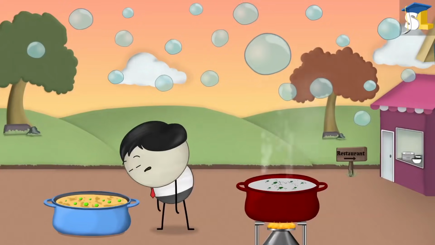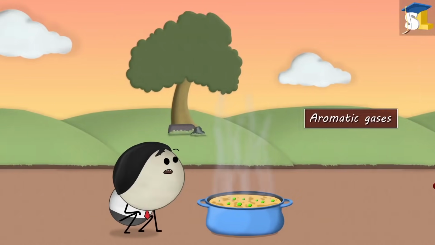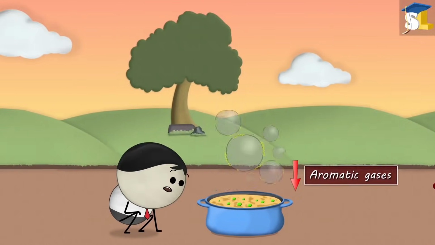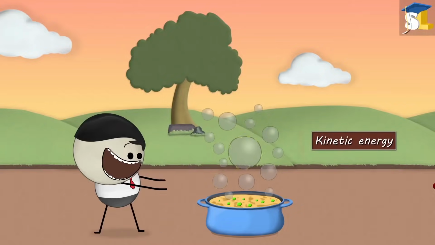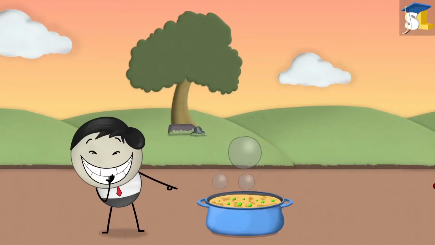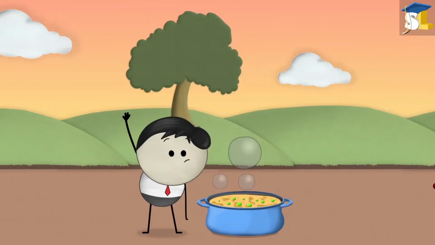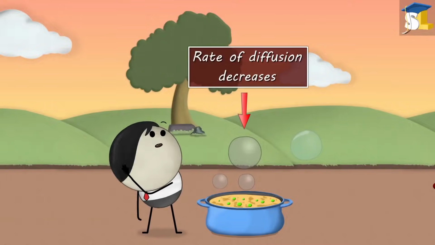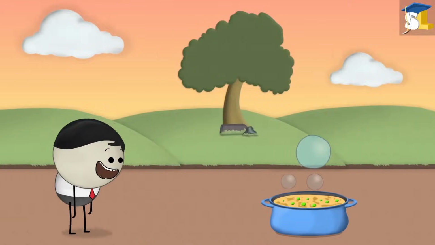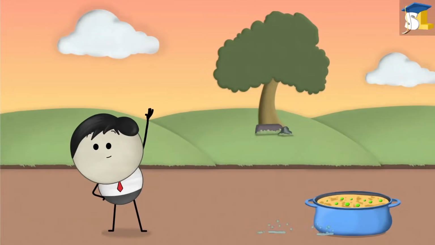As the food gets cold, the temperature of the aromatic gases decreases. The kinetic energy of molecules decreases and they do not vibrate as much anymore. Thus, the rate of diffusion decreases and we cannot smell the food from a distance.